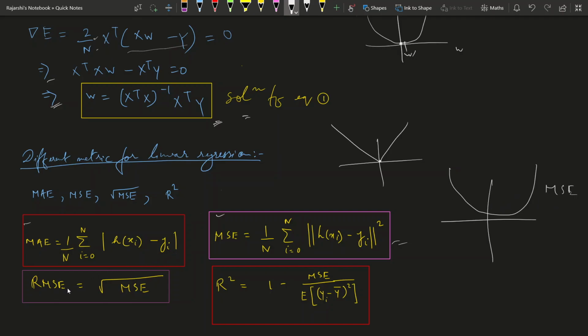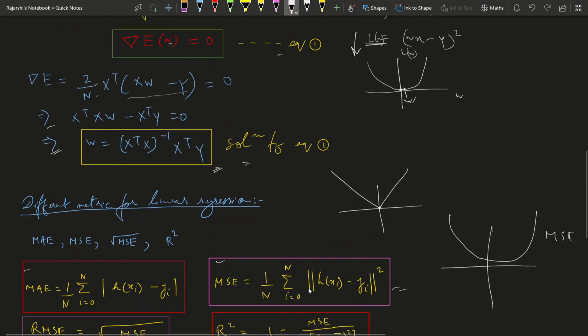And RMSE, root mean square error, is nothing but the square root of MSE. And then R square: you calculate the MSE, and then you calculate the variance. So MSE divided by variance, and you subtract that from 1, and you get a score. If this score is closer to 1, then that means your model is good. If it's closer to 0, then that means you might want to go through your work and improve your model.